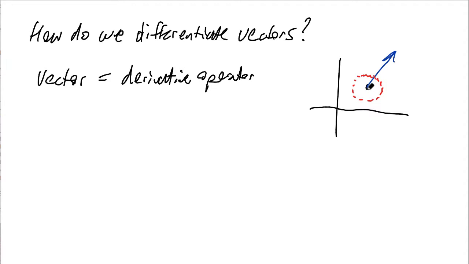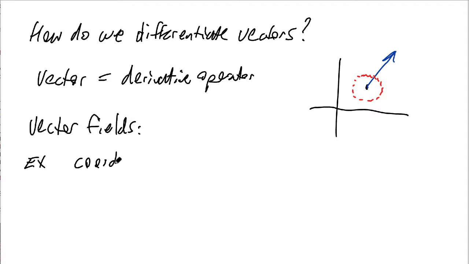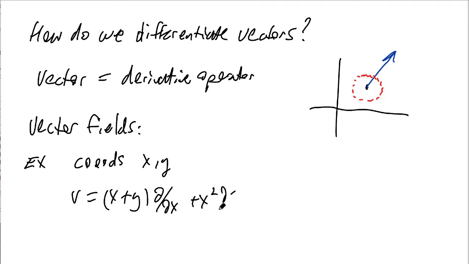Okay, now this is a single vector that sits at a point. We often work with vector fields, which is a field of vectors, so a vector at each point in the space or space-time. For example, let's take a space with coordinates x and y, and let's consider the vector, maybe, x plus y d by dx plus x squared d by dy.